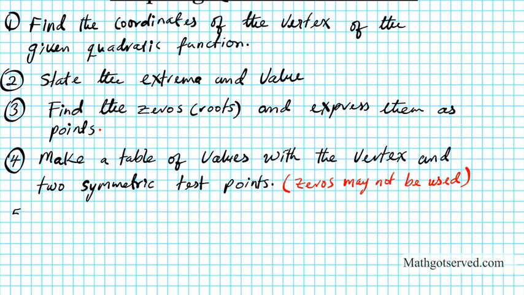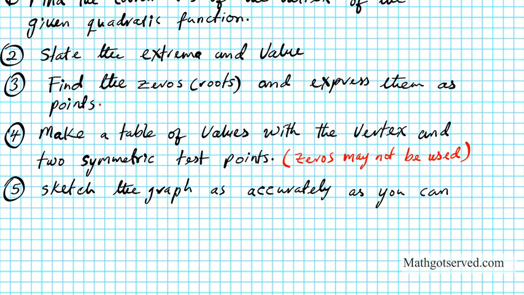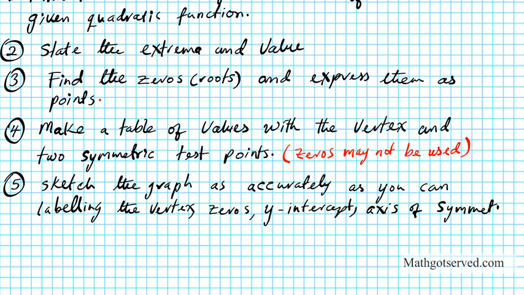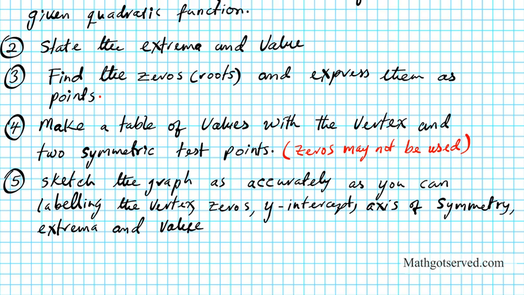Number five. Sketch the graph as accurately as you can. I'm not going to take sloppy graphs today, okay? They have to be very, very accurate. So sketch the graph as accurately as you can, labeling the vertex, zeros, y-intercept, axis of symmetry, extrema, and as you may expect, value.